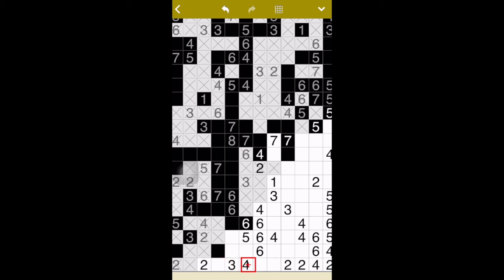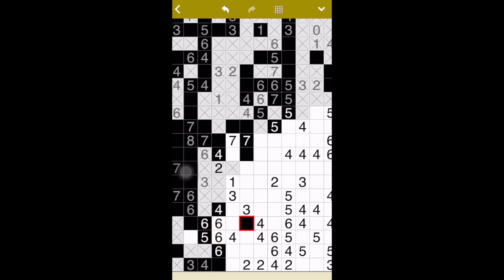4 and a 3, right? Difference of 1. 6 and a 5, difference of 1, so I could do that. 6 and a 4, right? Difference of 2, so this has to be black and 3 gray spaces here.